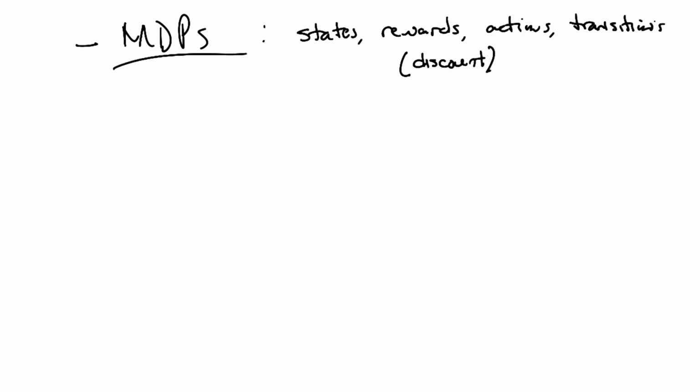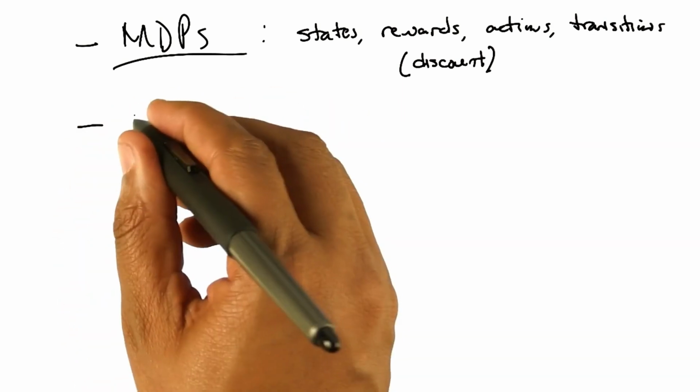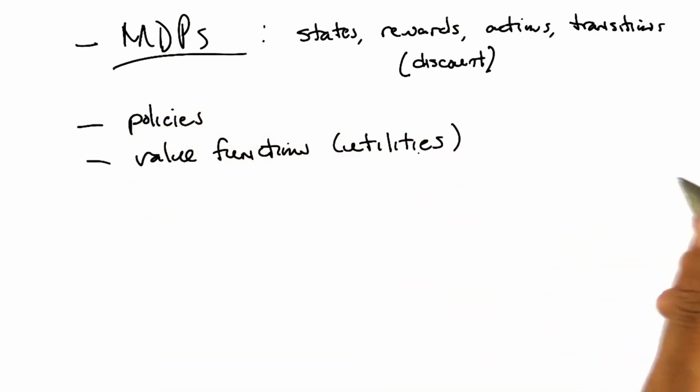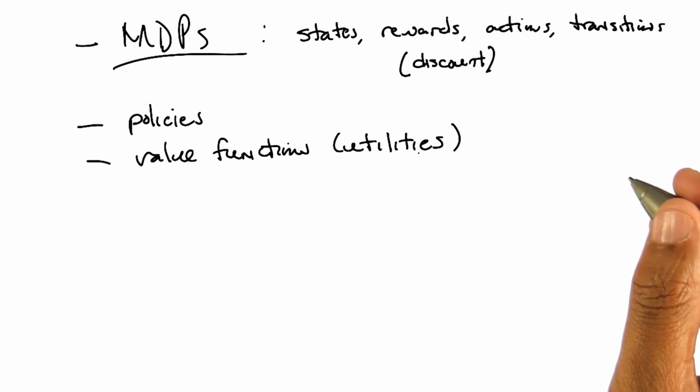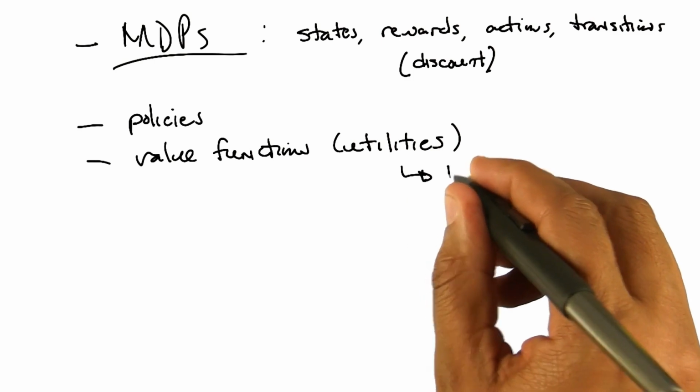Okay, and in that context, we talked about two really important concepts, policies and value functions, which we sometimes call utilities. And how do utilities differ from rewards? The utilities factor in the long-term aspects, and the rewards are just telling you the moment-to-moment.